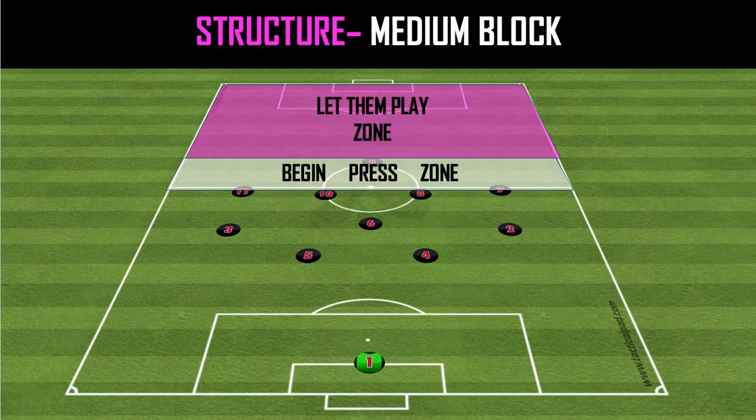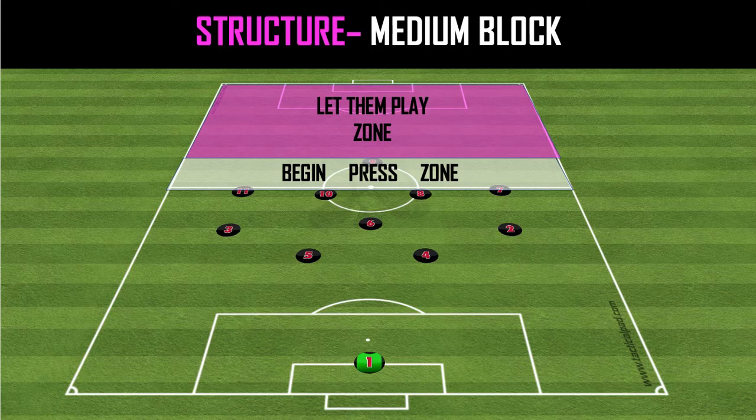Next, we look at the structure. It's a pretty good image here. We have two zones that we need to be aware of. So we start with the let them play zone. We want them to play in the zone. We want them to circulate. We're not going to chase it. We're just going to sit patiently and watch as they move the ball around. We want them eventually to then step into the press zone.